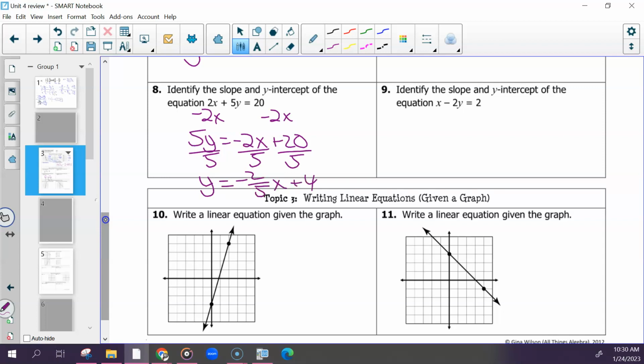But that doesn't answer the question. What is your slope? What is your y-intercept? Matthew? It's 4. Which is 4? The slope or the y-intercept? The y-intercept. Yes. So the y-intercept is 4, leaving the -2/5 to be our slope. Remember that the variables for those two, b is y-intercept, m is slope. Questions on that?